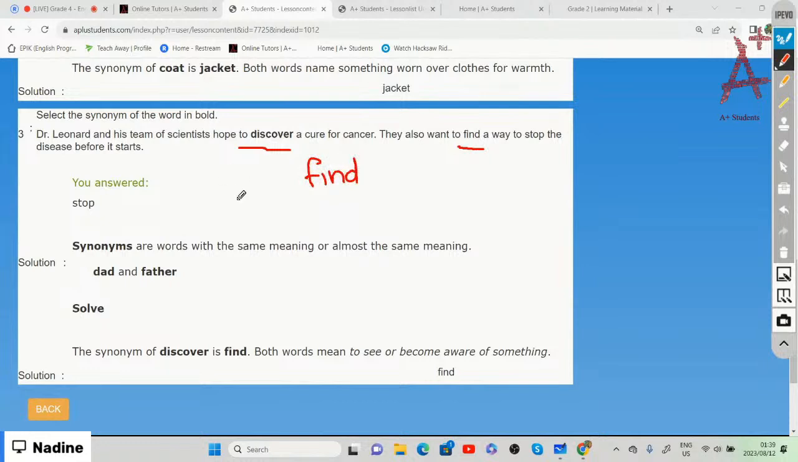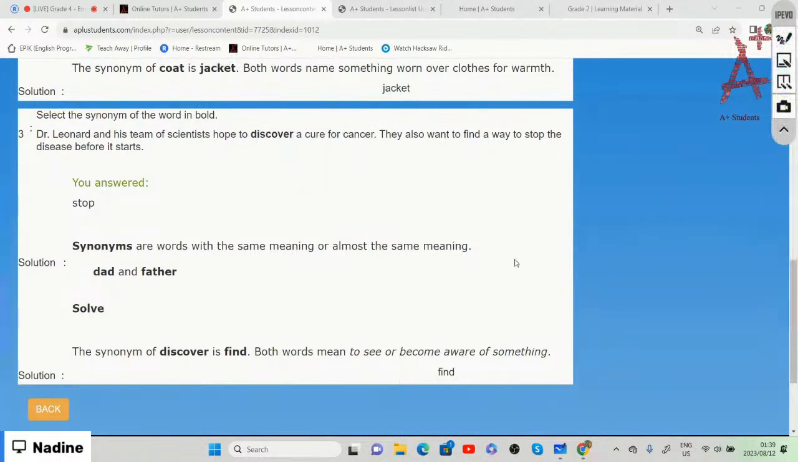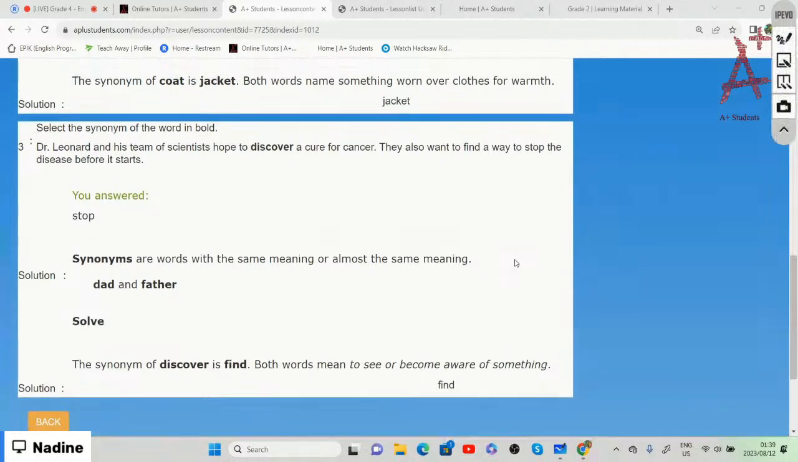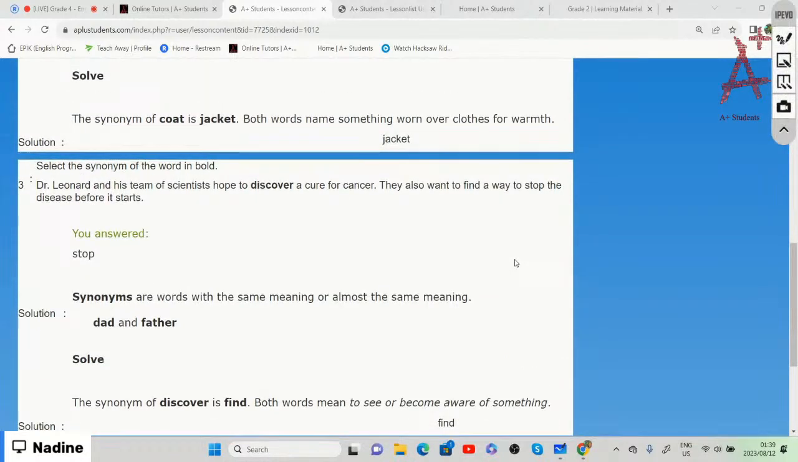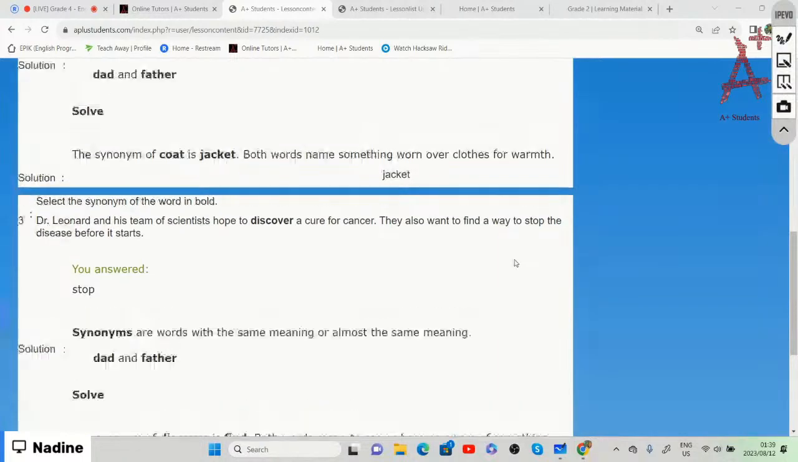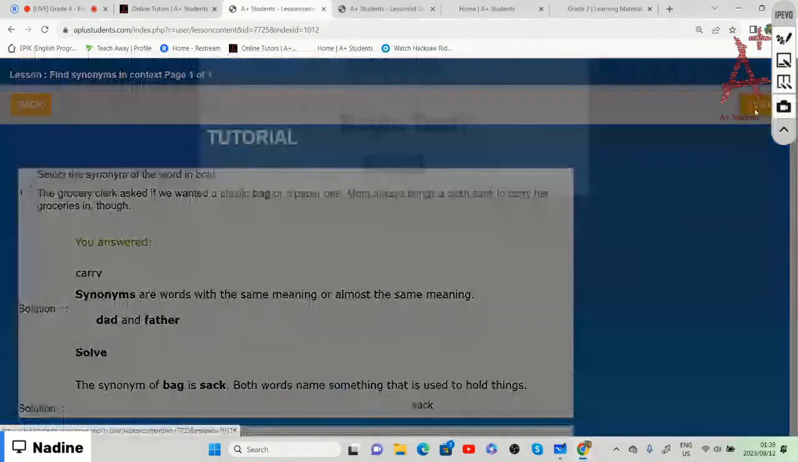And both discover and find mean to see or become aware of something, right? You are aware of something you just found or discovered. So those are the words we identified in the sentences that have the same or similar meaning to another word that is in bold. So now we're going on to our test.